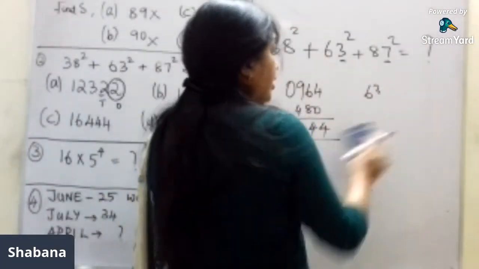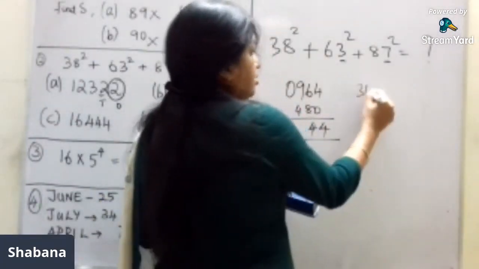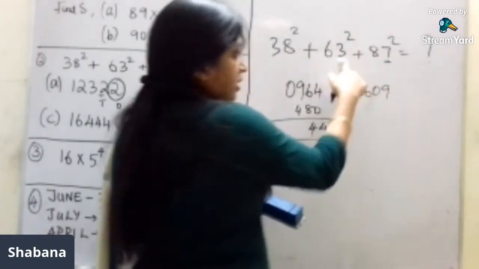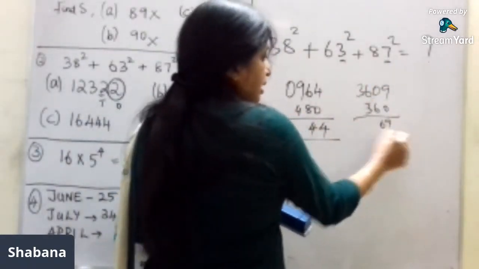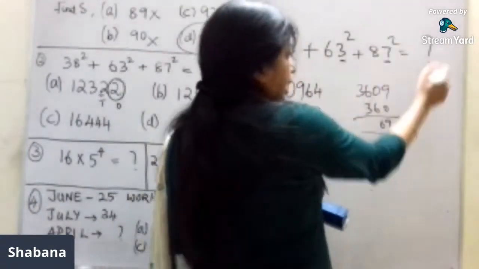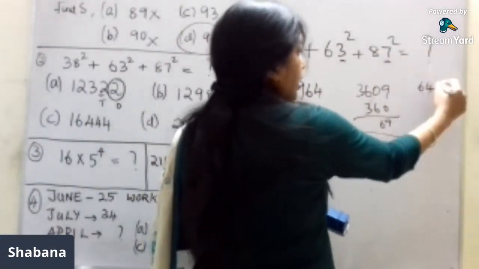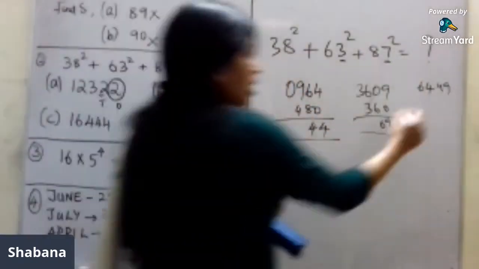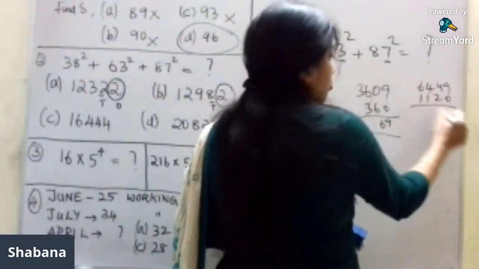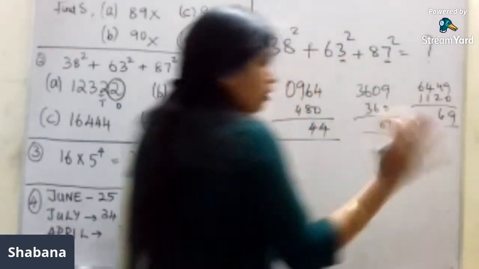Now 63 square again. 6 square is 36, 3 square is 09. 6 times 3 is 18, double it is 36, so 360. Now my number is 69, and I end with this. Now 87 square. 8 square is 64, 7 square is 49. 7 times 8 is 56, I double it and it becomes 112, so 1120. Now 9 and 6, I end with this again.